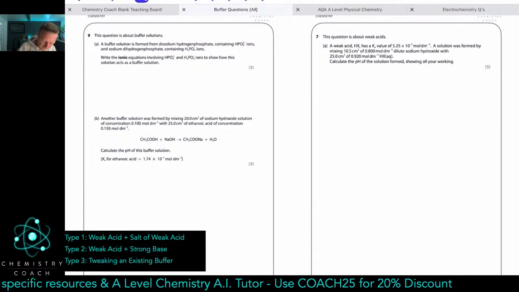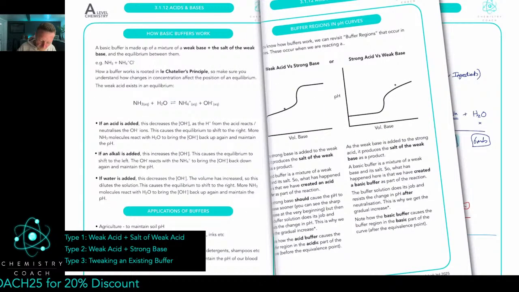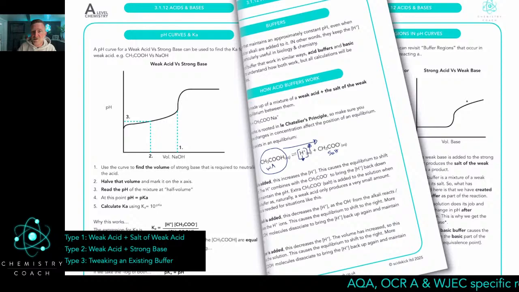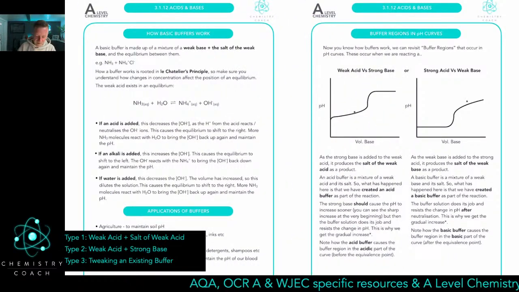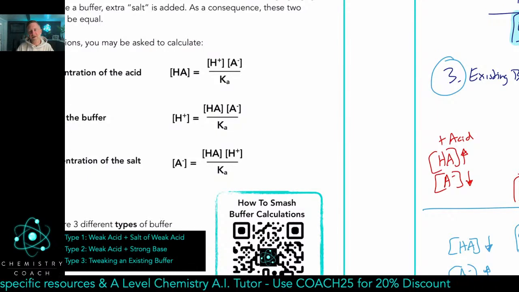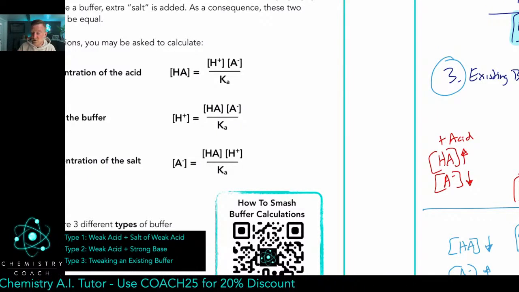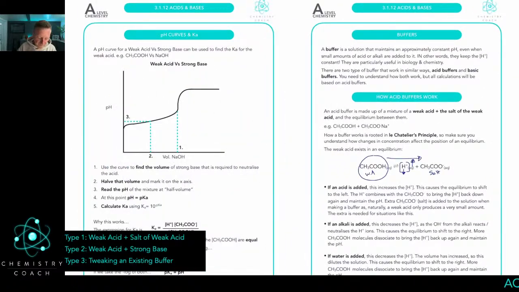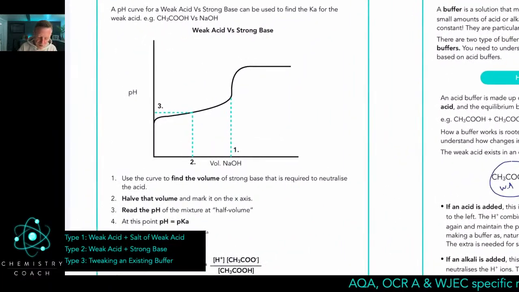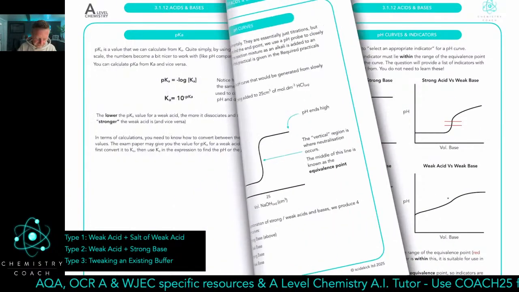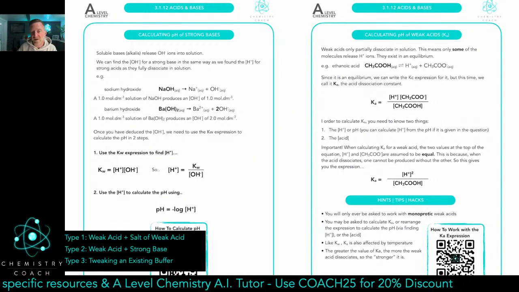Now, obviously in the book, we've got all the information you need there on buffers, exactly how basic buffers work as well. You'll have no calculations on those, why we get buffer regions in pH curves. And of course, there's a video there. If you're a Chemistry Coach member, you can access the worksheet and the video and everything like that, which is different to the one you're seeing. So how to smash buffer calculations. But in terms of acids and bases, it shows you how to use pH curves to calculate Ka, all the different types of pH curve and how to use indicators and things. So literally everything at your fingertips.